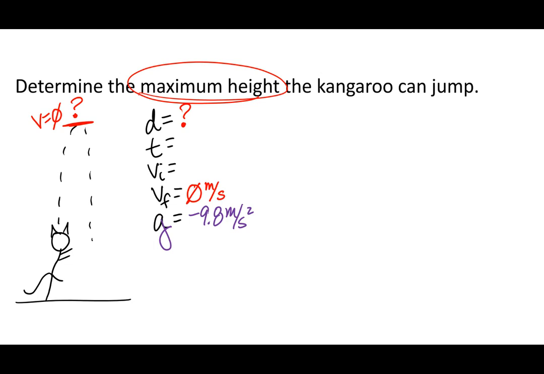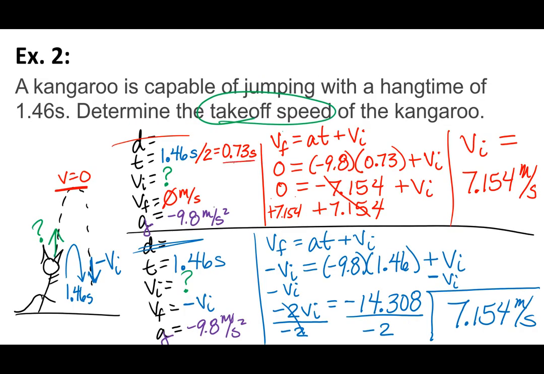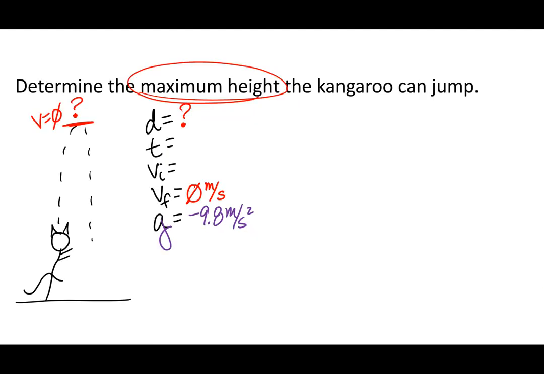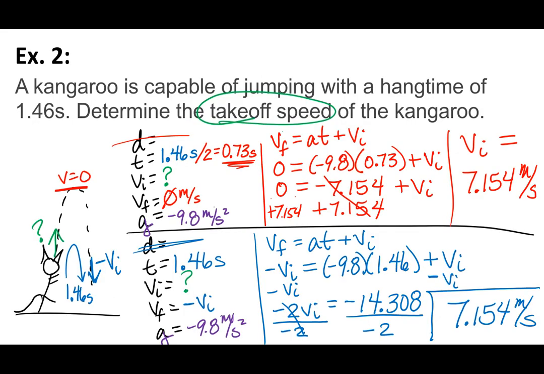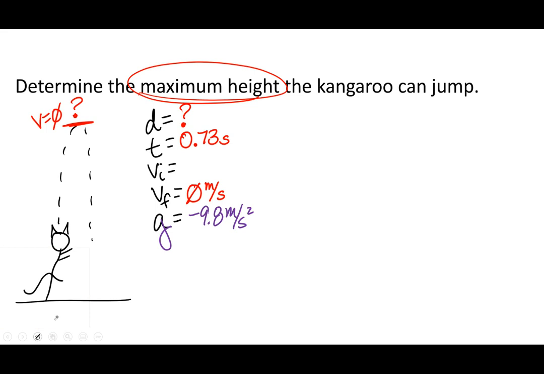The other thing that we know, actually we could take either approach, is that the time to go up is 0.73 seconds. So we can add that in. And we also know the initial velocity now. That's 7.154. Notice I made sure to use the half time, not the full time, because it's stopping at the top.